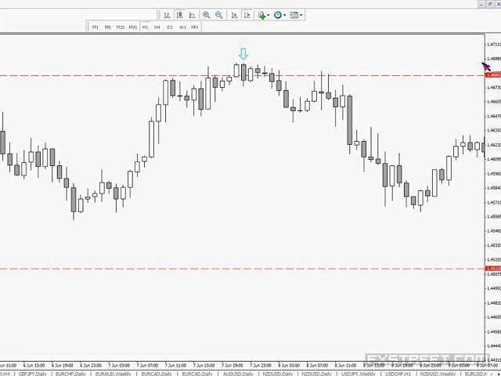So let's talk about this right here. Let's talk about this zone. This is the 1.4684 zone. Now, even though it's a daily zone, I can trade it on a lower time frame chart.